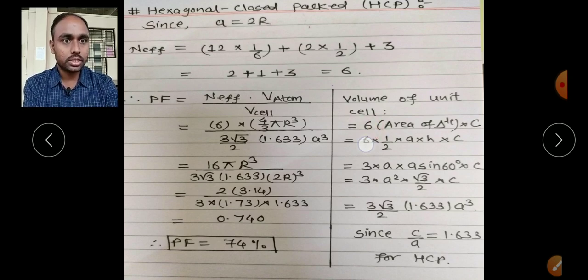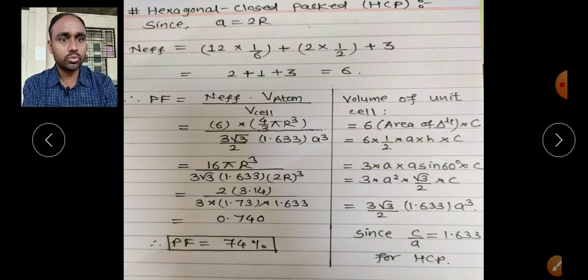So, 6 into area of one triangle into C height. Yes, this 6 into area of triangle, nothing but area is base into the height. So, that will be the volume. So, 6 into again area of one triangle, 1 by 2 into base is A and height of that triangle is H, and into C as it is. Again these 2 3s are 6, that is why 3 A, again this A is as it is here.